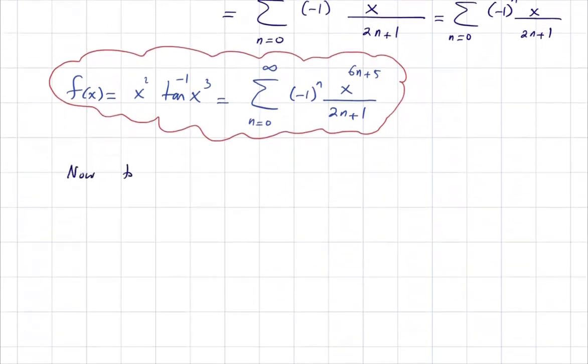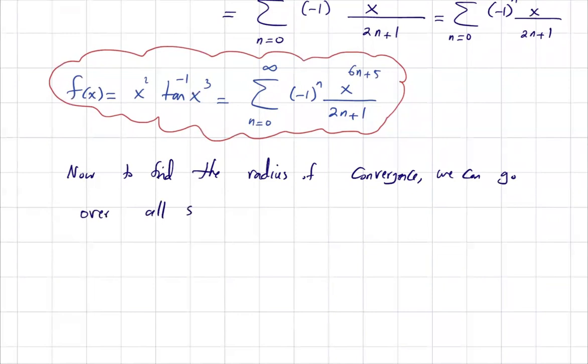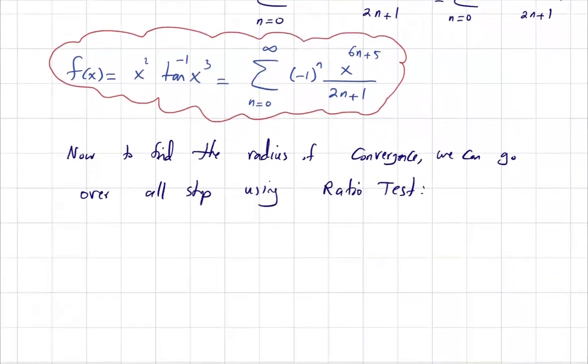Now, to find the radius of convergence, we can go over all steps using the ratio test. You need to find the limit of the absolute value of a n plus 1. Let me use a different color for a n plus 1 over a n, as n goes to infinity.